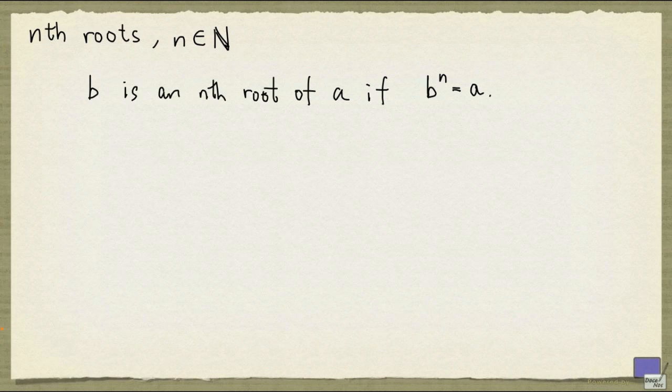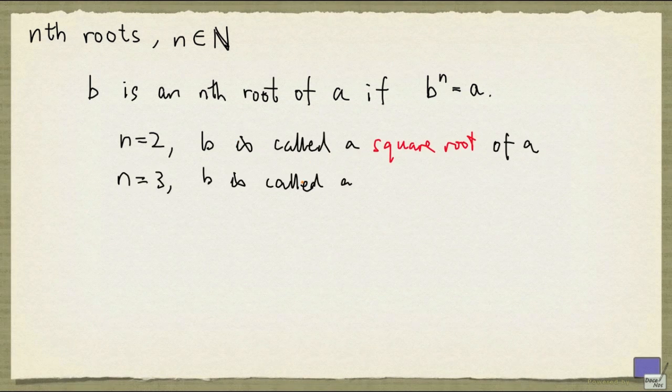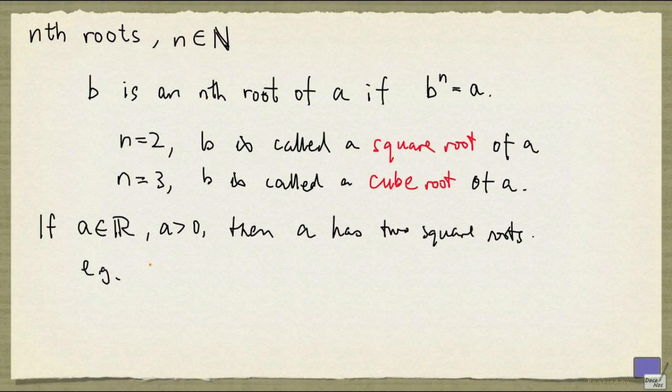Let n be a natural number. We say that b is an nth root of a if b to the power n equals a. When n is 2, b is called the square root of a. And when n is 3, b is called the cube root of a. It is well known that if a is a positive real number, then a has 2 square roots. If you look at the number 9, it has 2 square roots, 3 and minus 3.